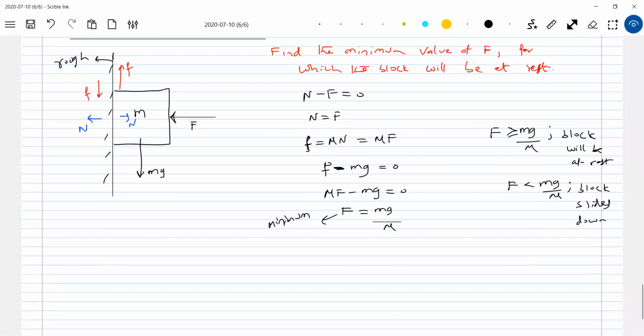Got it, no? So this is about pressing. If you want, you can try now only. Just press the notebook against the wall and check it. You press with a force, a little bit less force, and it slides down. Then at one force, it will be balanced. Further, if you press hard, it will not slide up.